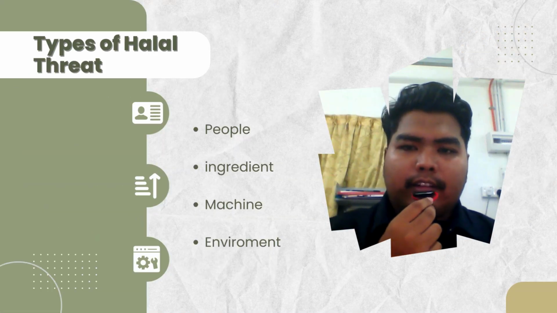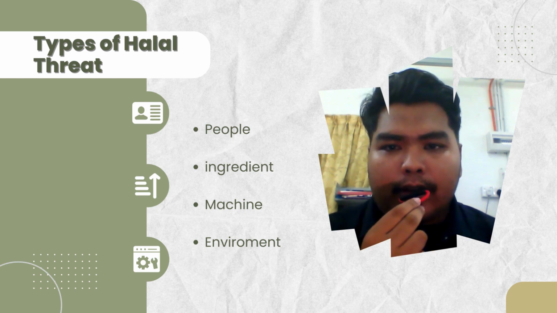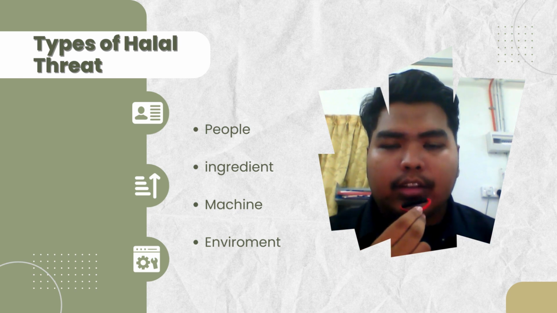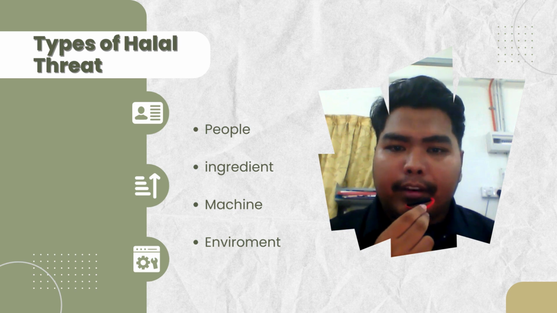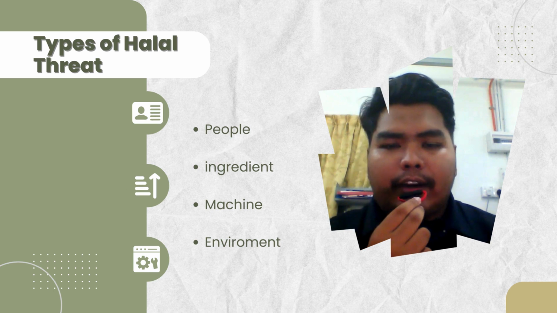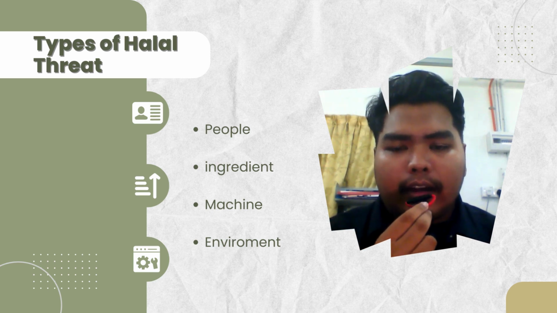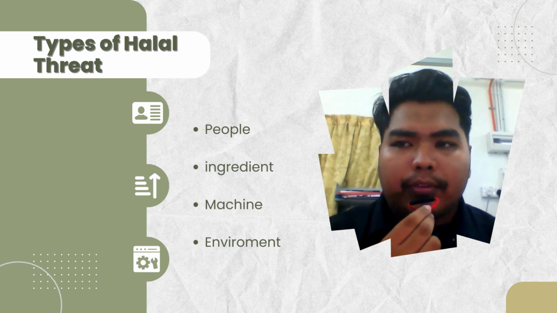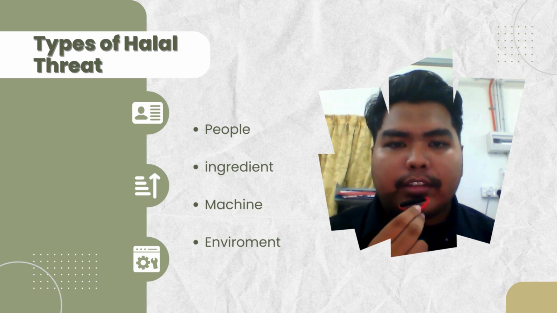Okay, next, there are four types of halal threat. First of all is people, second is ingredient, third is machine, and fourth is environment. These types of halal threat can affect or determine the HCP for each process.